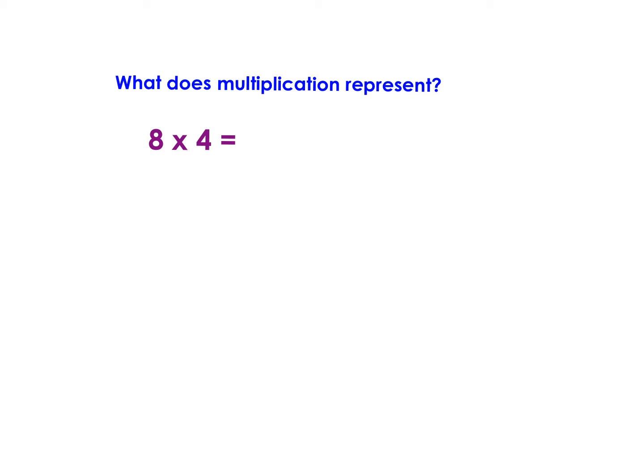So I have two different multiplication problems on the screen, and I'm going to walk you through how to visually represent multiplication. So what multiplication here says is 8 times 4, but what this really means is you have 8 groups of 4. So let's draw that out. There's 4 groups of 4.